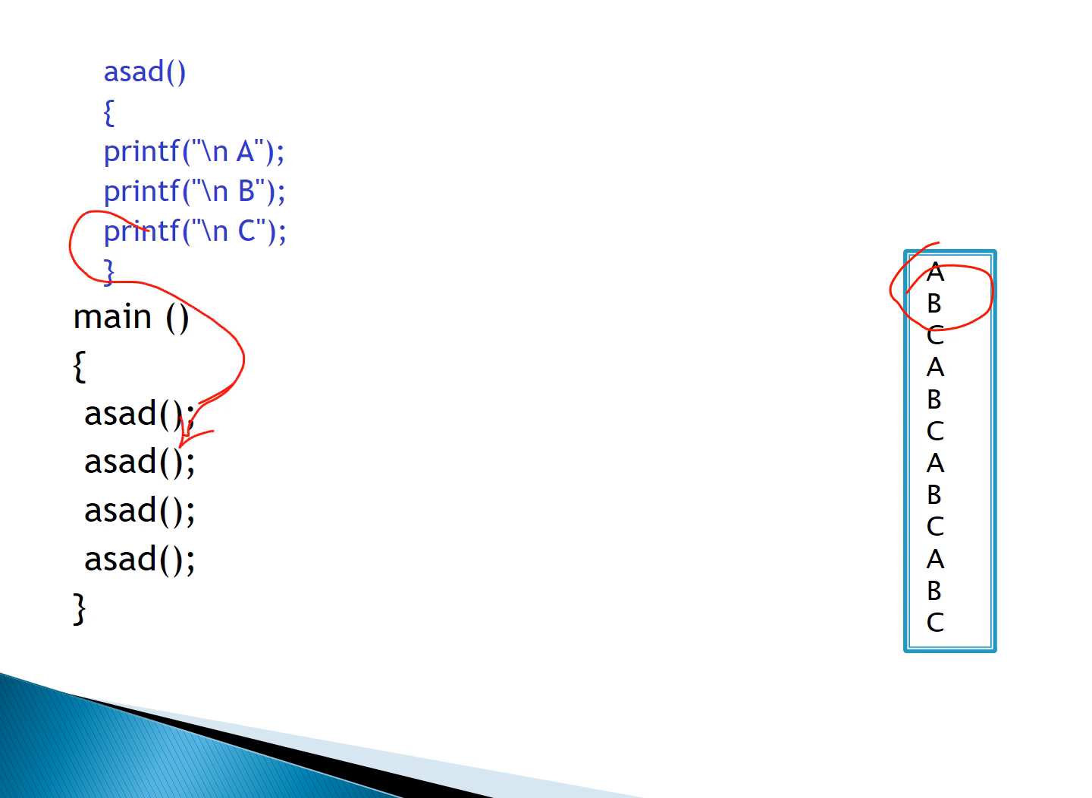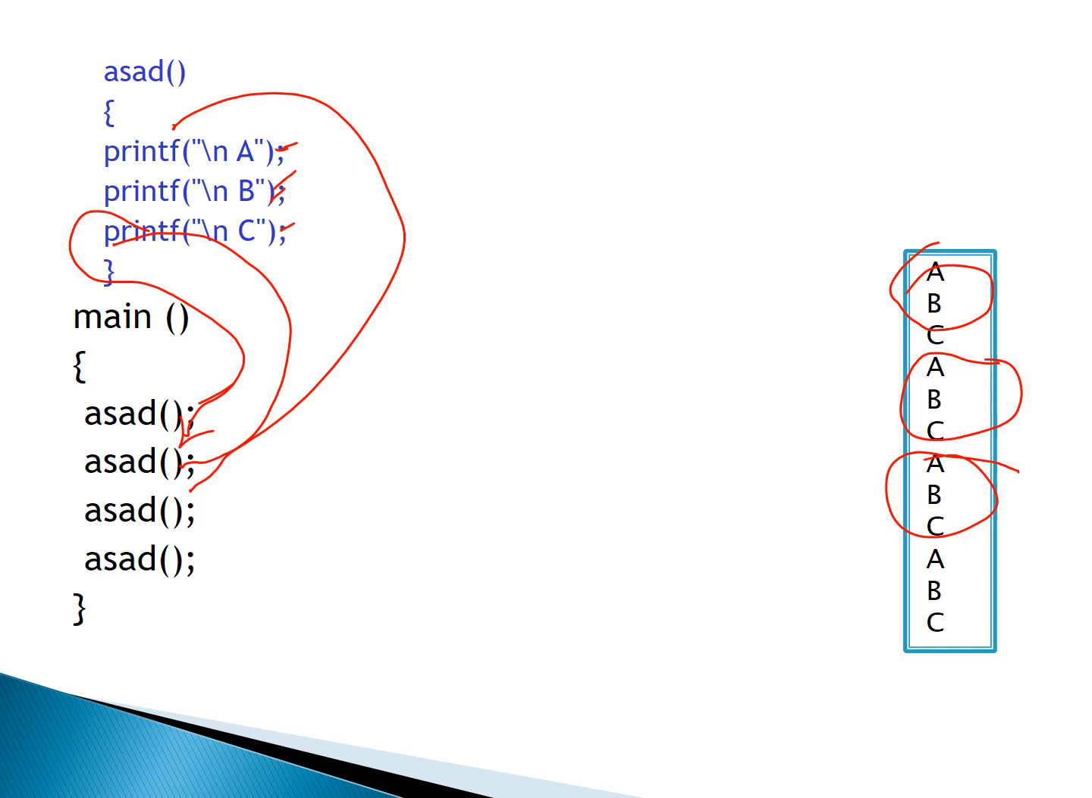and again we have asset call. So again the control will come back and we will execute a b c. So this is the second call. Again, after execution of ABC, the control will come back here. Again, we have a third call. Again, ABC will be printed, and the fourth statement is another call to the asset function, and this is the fourth group of execution.